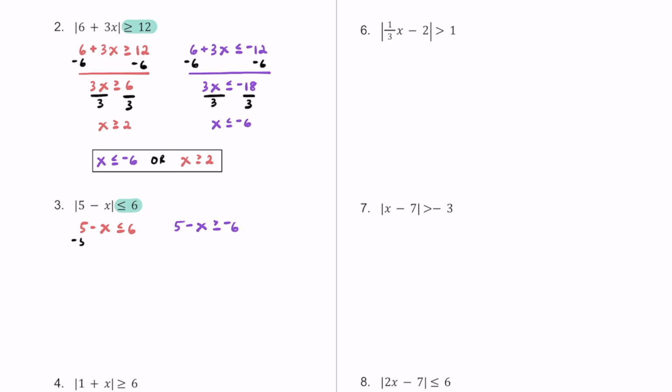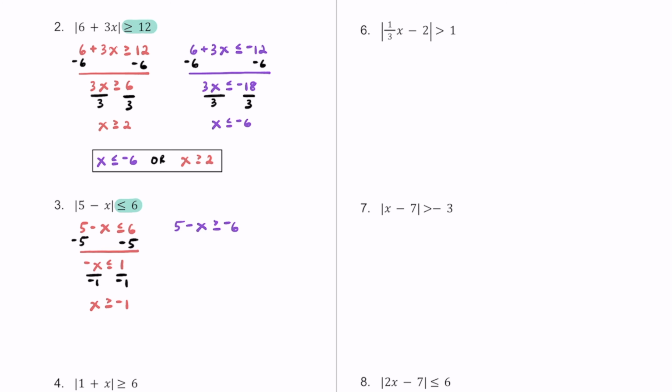Okay, let's solve the one on the left here. We can take away 5 from both sides. 5 minus 5 on the left side is going to be 0. So we'll have -x is less than or equal to +1. And to get rid of this -1 coefficient, let's divide both sides by -1. Keep in mind that if we divide both sides by a negative, we have to flip the inequality symbol so that it becomes greater than or equal to. And then on the right side, 1 divided by -1 is -1.